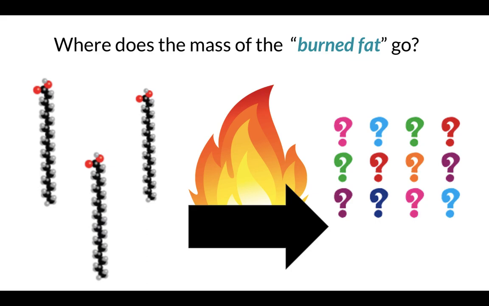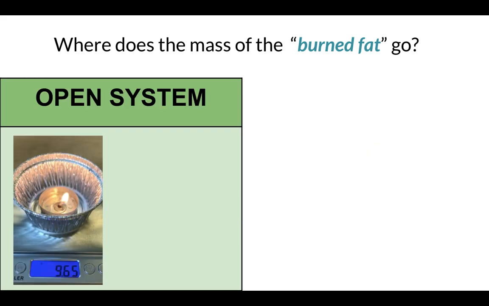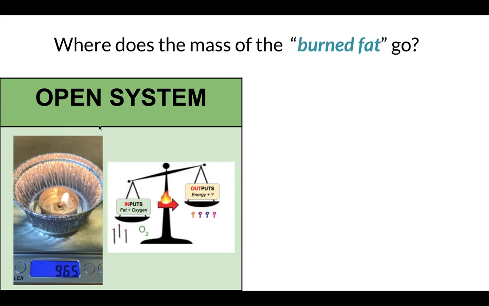Where does the mass of the burned fat go? In our first experiment, we used an open system. That was a problem because our inputs had more mass than our outputs. We think this is because one of our outputs was gas, and the gas escaped and its mass wasn't recorded.